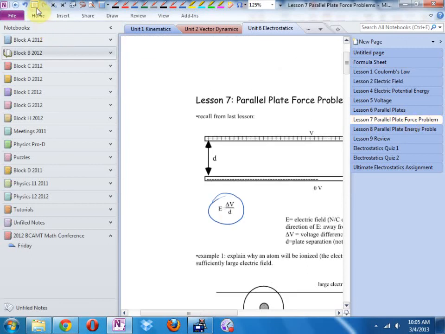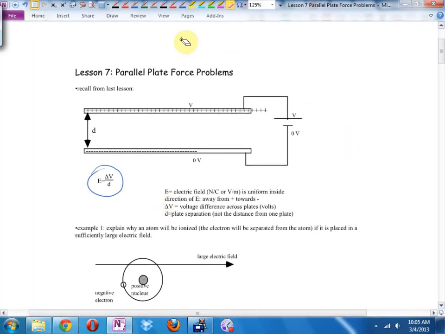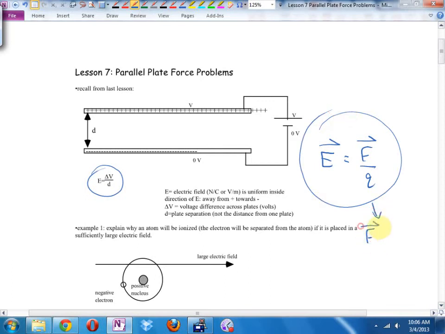So back to here. We know this. Also, if you'll recall, our second definition of electric field was force divided by charge. That was how we defined it. What that means is I can rewrite this as the amount of electrical force on a charge is equal to the size of that charge times the electric field that that charge is in.